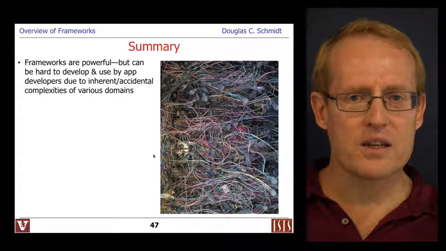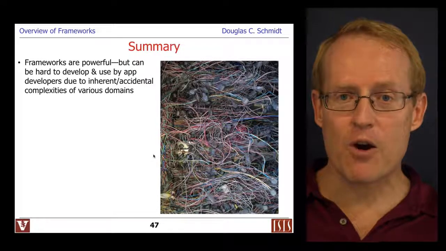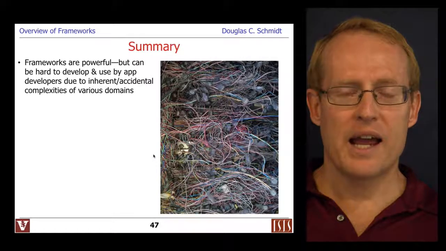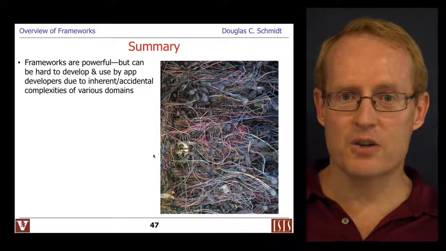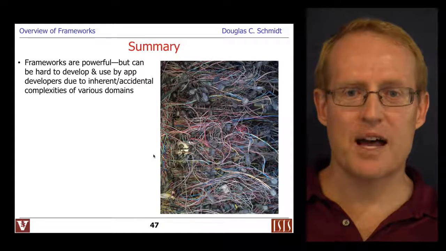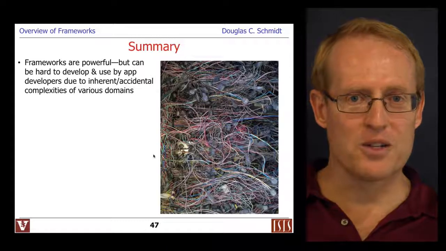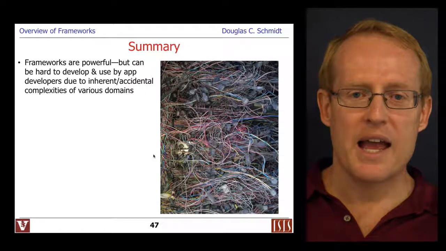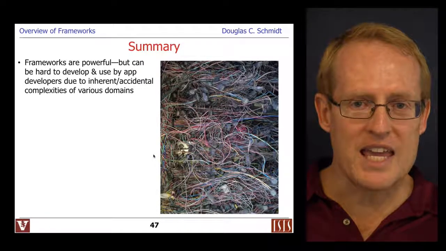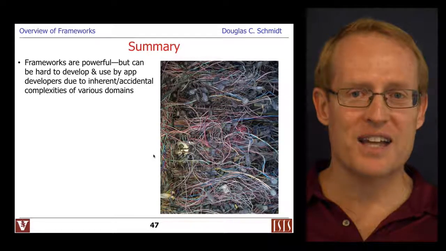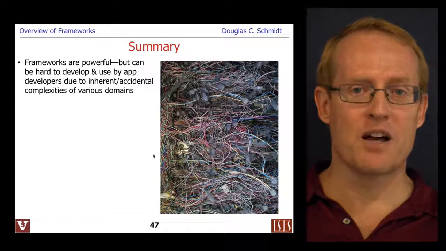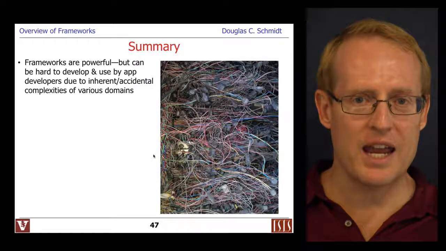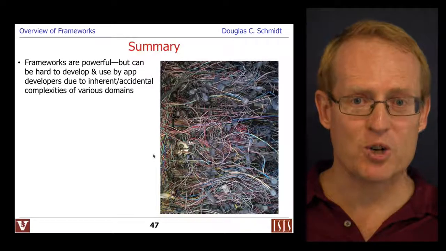So to summarize this part, frameworks are very powerful, but can also be a bit complicated to build and use. And that's due to a variety of reasons. You often have to understand object-oriented programming, unless you stick very closely to black box techniques. You'll often have to use inheritance and dynamic binding and so on. And of course, there's the key issue, which is the inherent and accidental complexity within the application domains themselves. That's where the real complexity comes from. A framework is embodying much more sophisticated roles and responsibilities and structure and dynamics and so on.